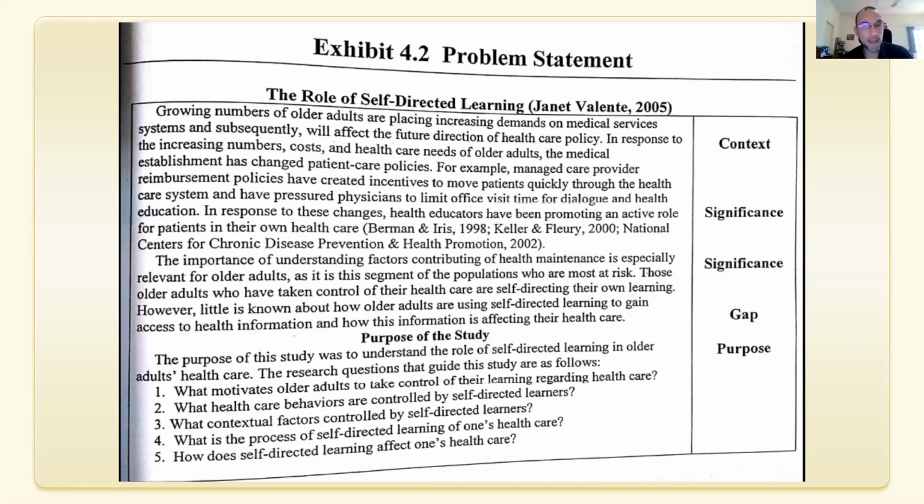Okay, and then the significance. In response to these changes, health educators have been promoting an active role for their patients in their own healthcare. So because of what's happening in the context, it is affecting health education, right? Which means that people have to take control of their own healthcare. And this is especially true for older adults. They're the ones who are most at risk, right? Because it may be much harder for them to take control of their own healthcare. They rely more on doctors, etc. All right.